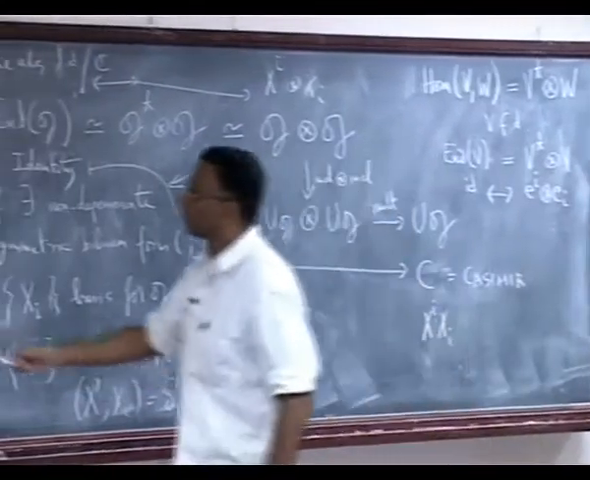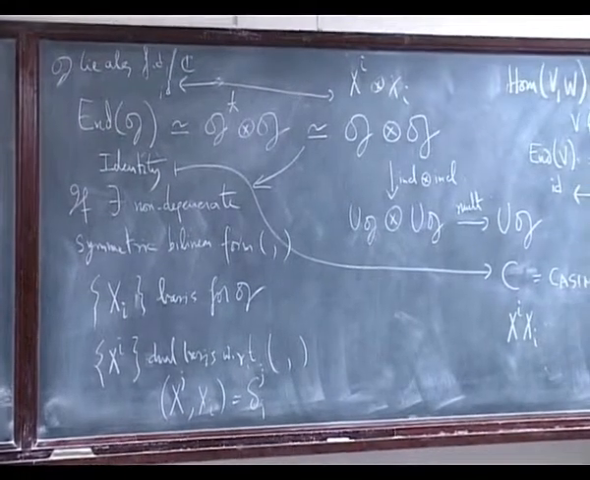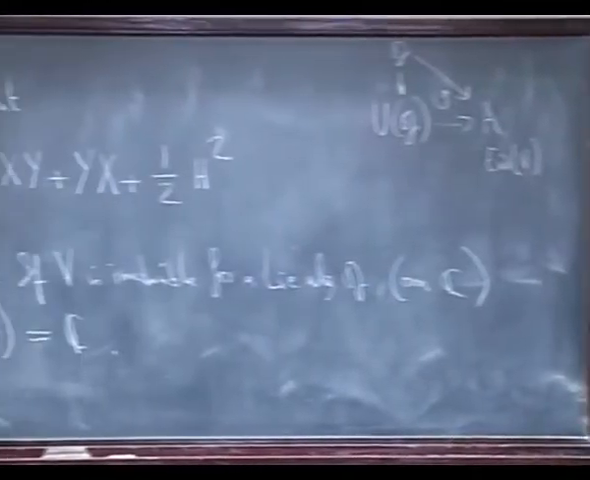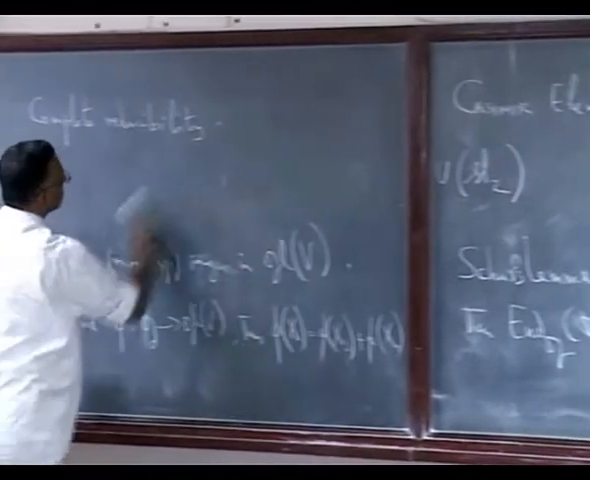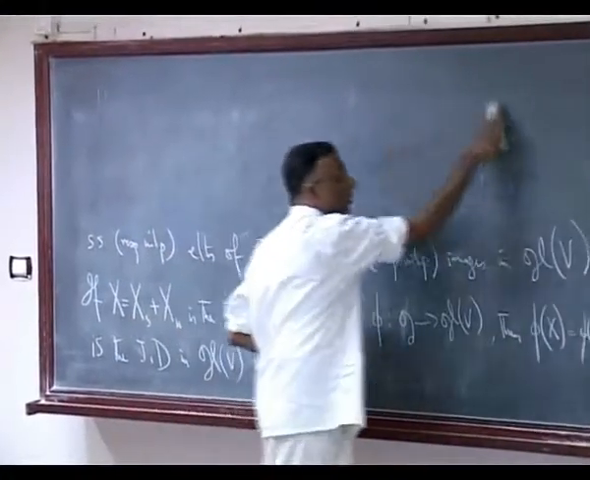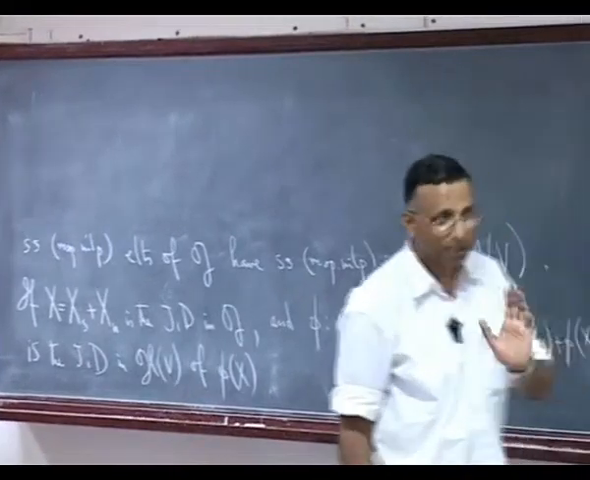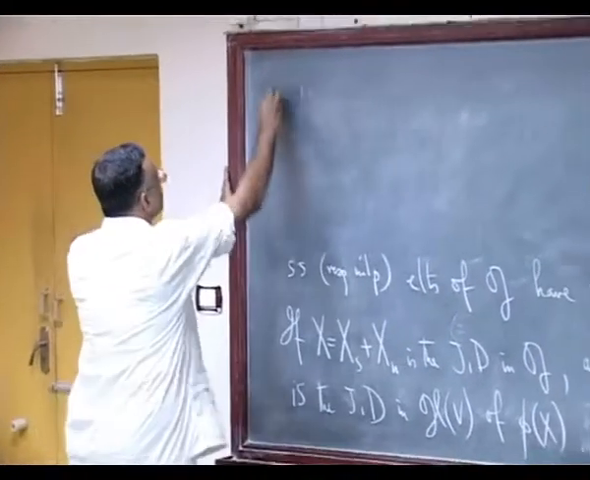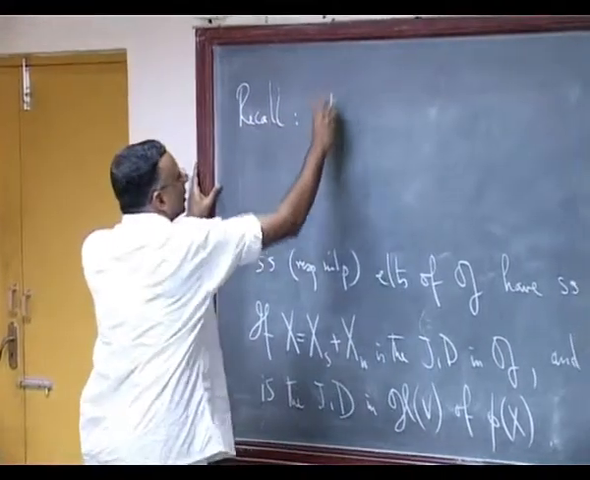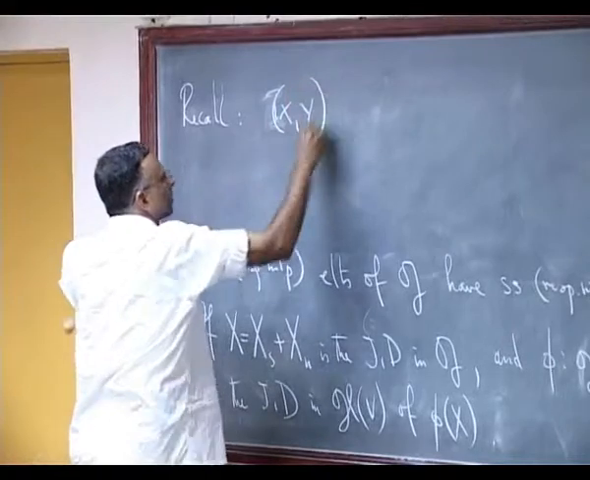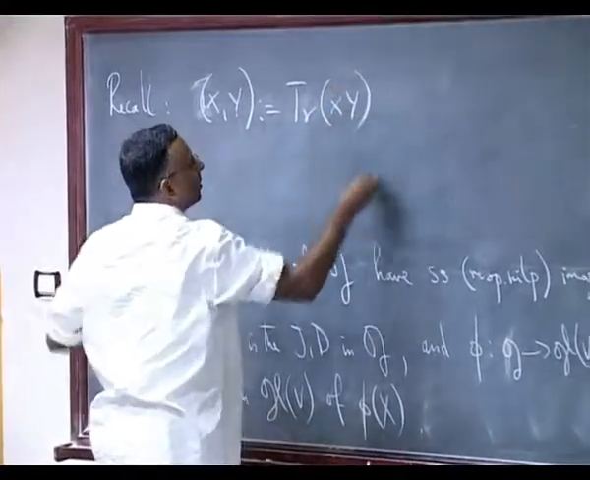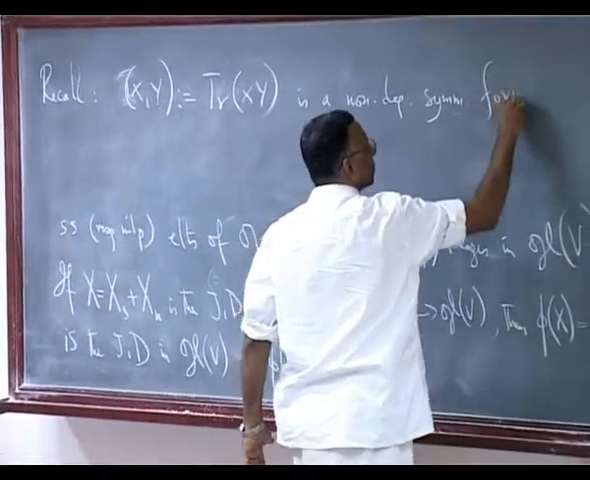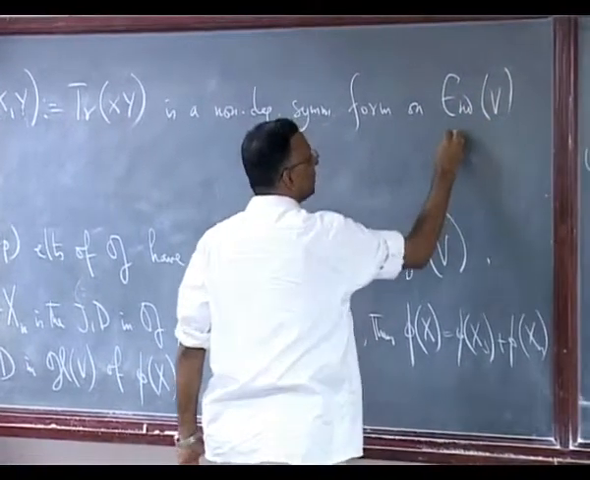Okay. Now let's see that this is the Casimir. What is the form? You have seen the Killing form, but I'll tell you something that is a little simpler, and which turns out in this case to be a multiple of the Killing form, namely the following. So recall, (x, y) is equal to trace of xy. It is a non-degenerate symmetric bilinear form on End V, V finite dimensional.